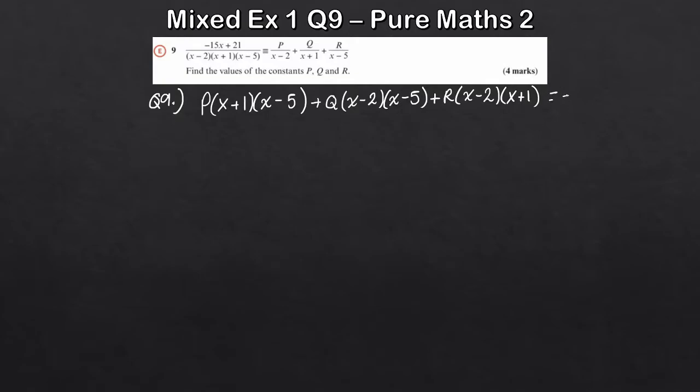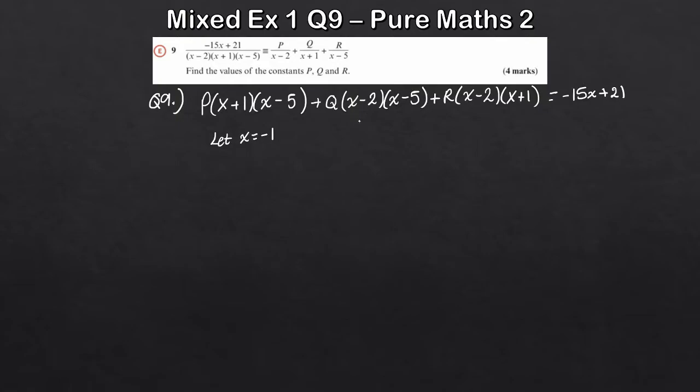So we write that out, that's minus 15x plus 21. And again, all we want to do here is eliminate, well, this time, because we've got 3 variables, we need to eliminate 2 of the variables and solve for the last one. So, for example, if I pick x equals minus 1, what we're solving for is q, because I eliminate p, because minus 1 plus 1 is 0, so that expression becomes 0. Same here, I've got an x plus 1, so if x is minus 1, that full expression is 0 as well. And then we just get left with the q term here. So, let's do that. So x equals minus 1.